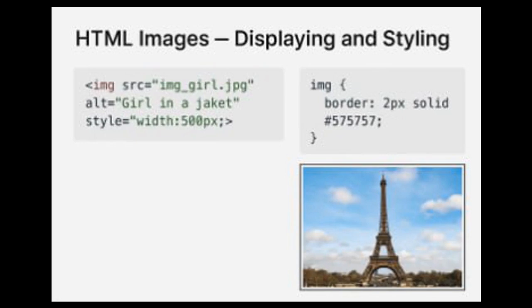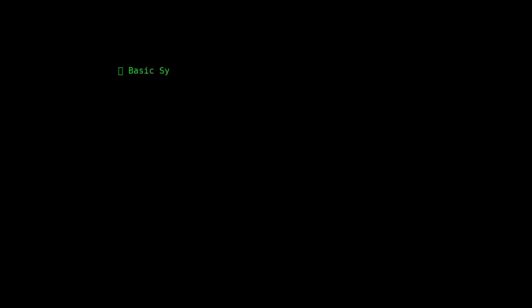Images make websites more attractive and informative. HTML uses the image tag to embed images. Basic syntax: <img src="image.jpg" alt="description of image">. src is the path or URL to the image file. Alt is alternative text shown if the image can't load. Important for accessibility and SEO.